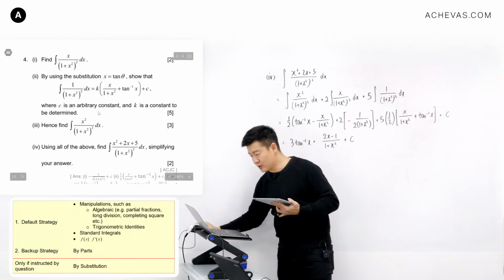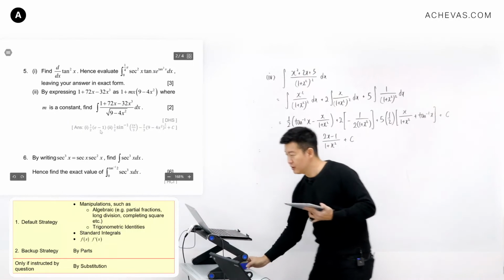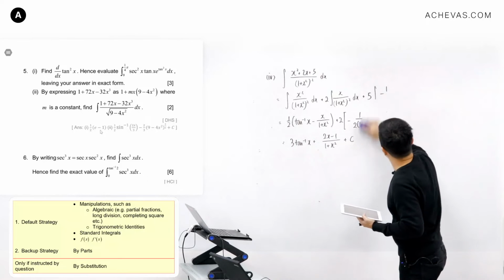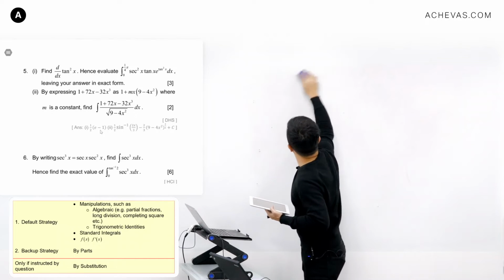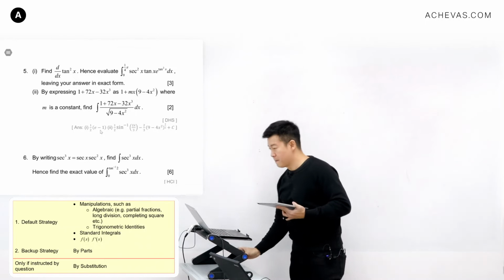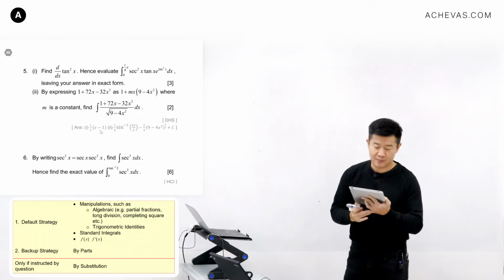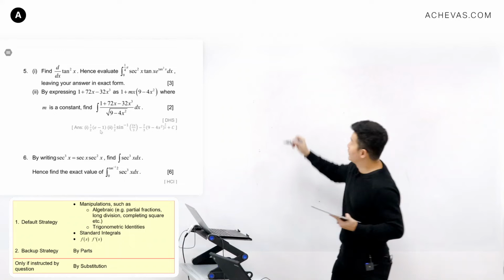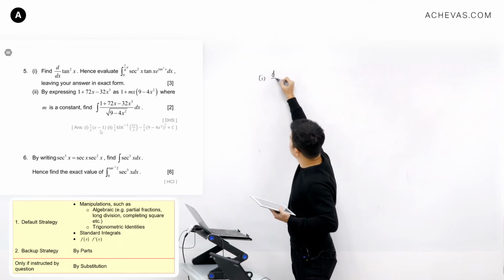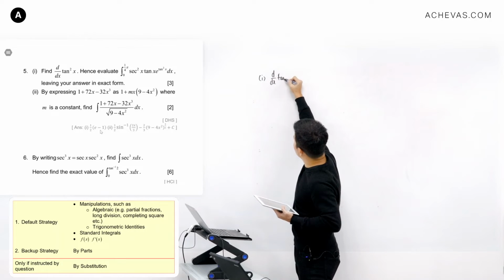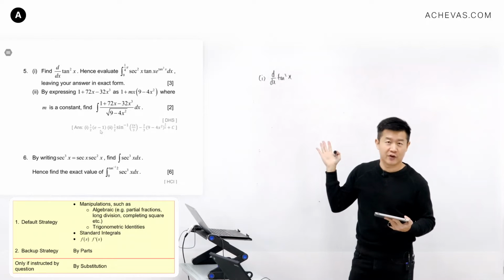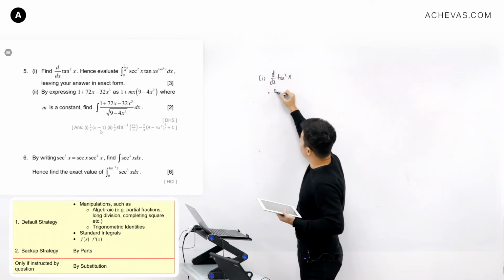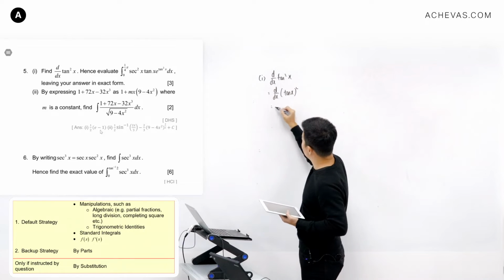Let's check out another one, question number 5. Question number 5, part 1, the first part, we are supposed to differentiate tangent square x. So of course, tangent square, if you are comfortable, you can just differentiate it directly. If not, it is definitely also possible to just re-express this as tangent x squared before we differentiate.